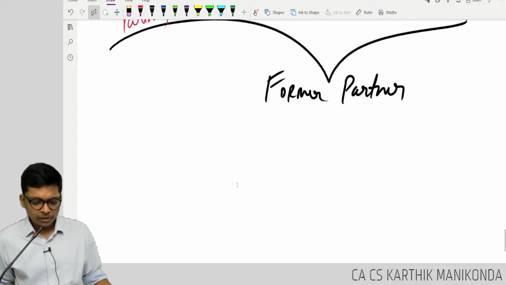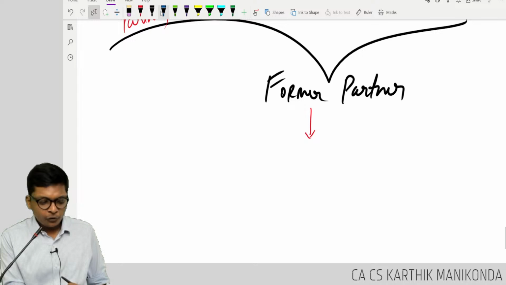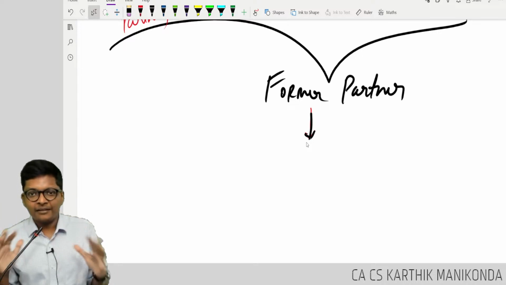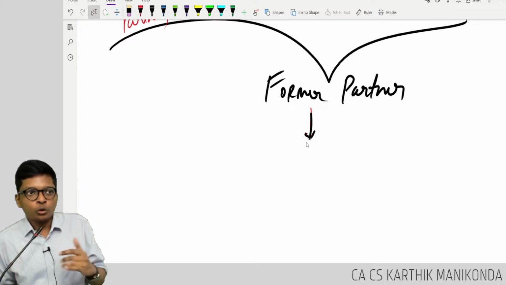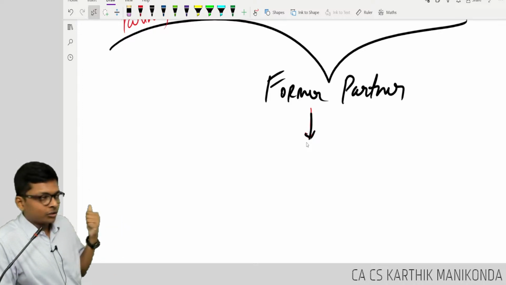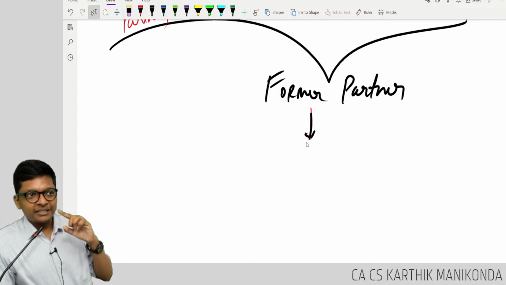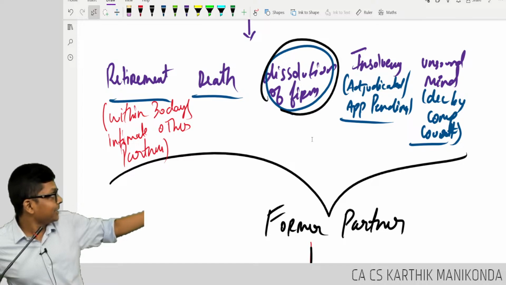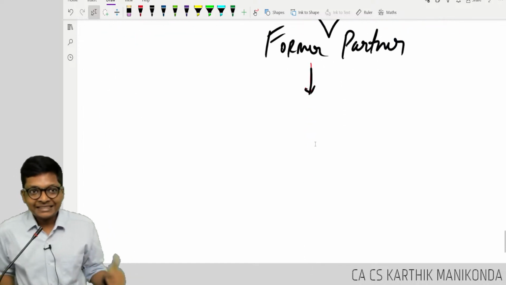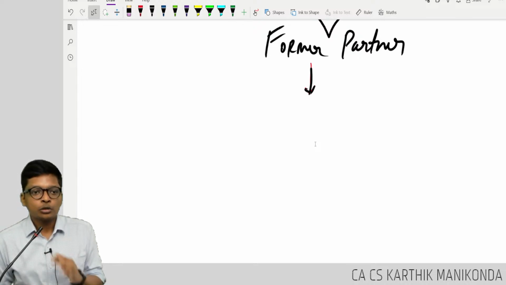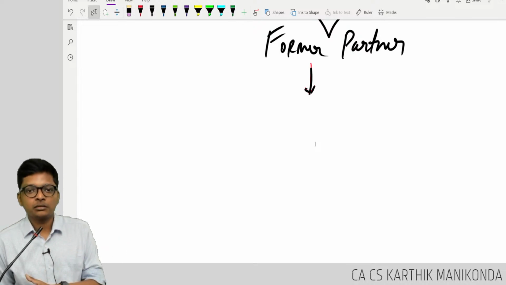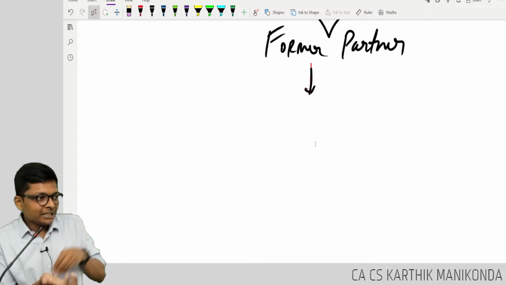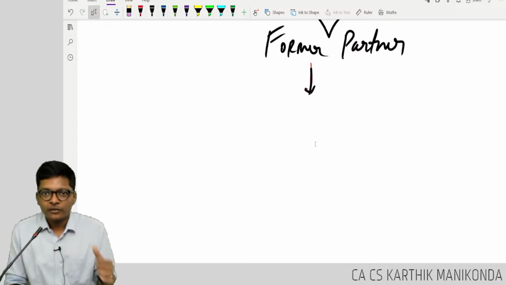Clear? Super. Now this former partner, before I write further, I will ask you a few questions. Without learning, I will ask common sense; basic common sense is enough. Can this former partner still participate in all these cases? Death, leave it, guys. Insolvency, unsound mind, retirement: can they still participate in management of the business? No. Can they get a share of profits? Up to the day of retirement, they can get their share of profits.